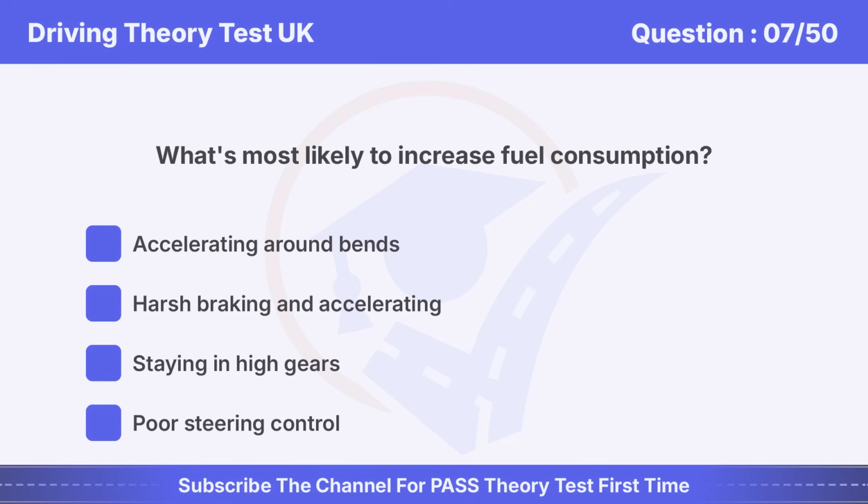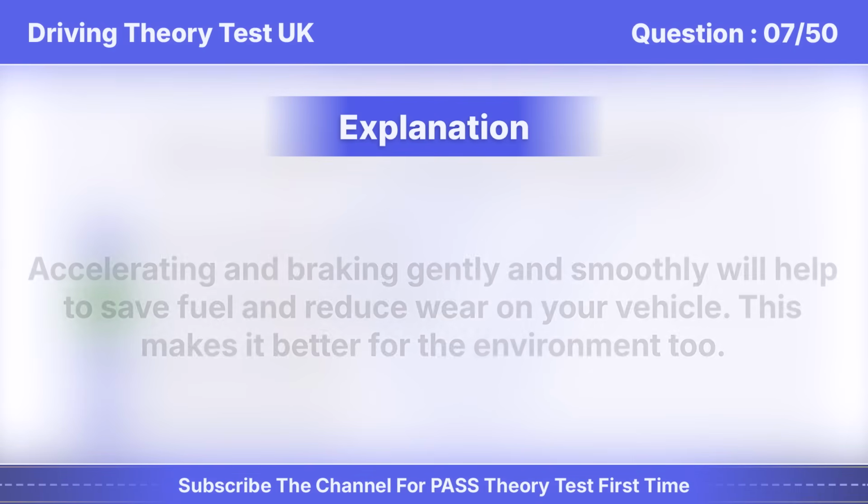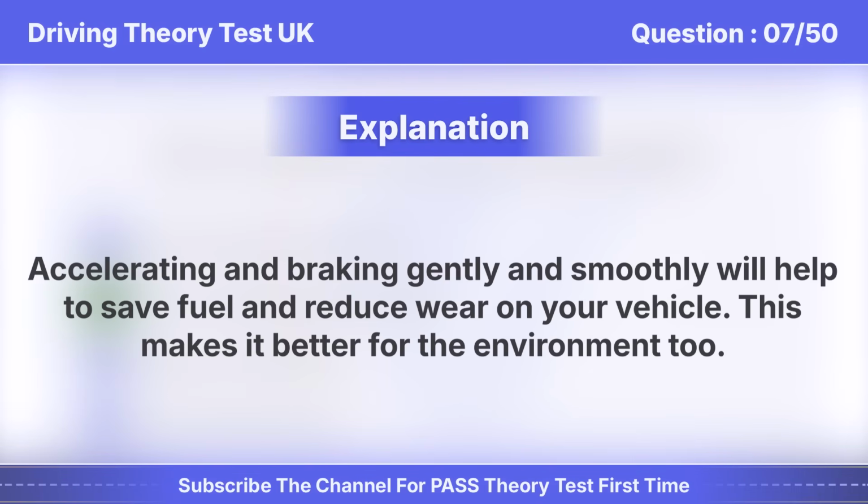Question 7. What's most likely to increase fuel consumption? Answer is B. Harsh braking and accelerating. Accelerating and braking gently and smoothly will help to save fuel and reduce wear on your vehicle. This makes it better for the environment too.